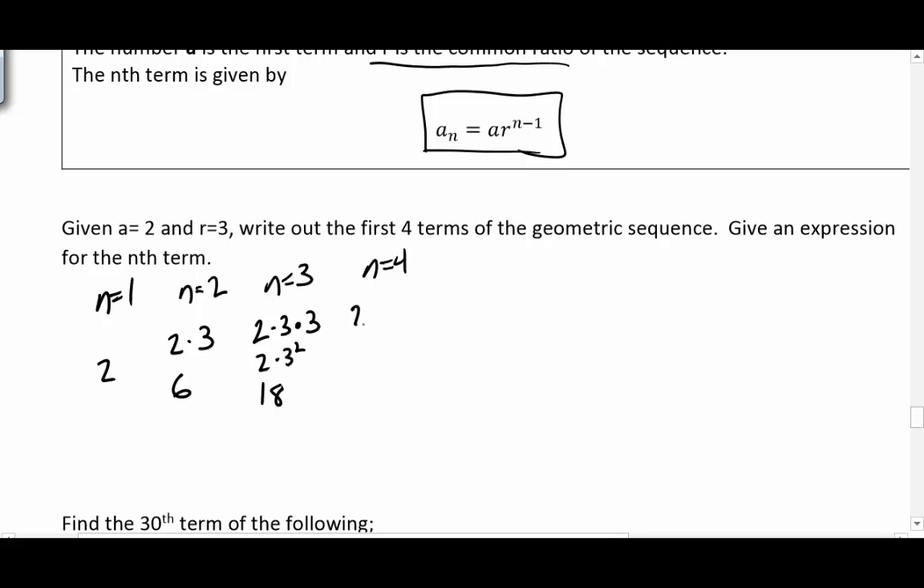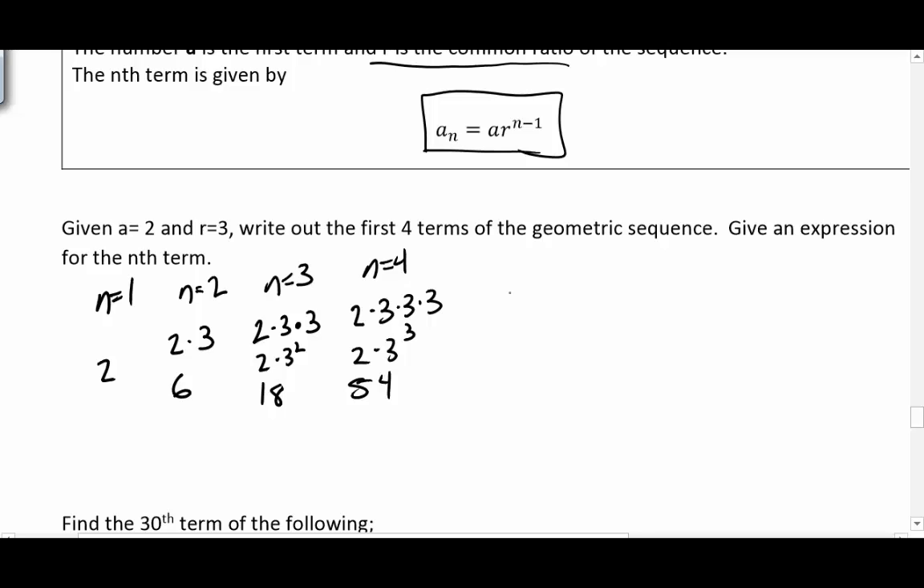Okay, the fourth number would be 2 times, how many 3's? 3 of them. So 3 cubed, which is 27. So 27 times 2 would be 54. Or I could have just taken 18 times 3. And that also would have given me the 54.